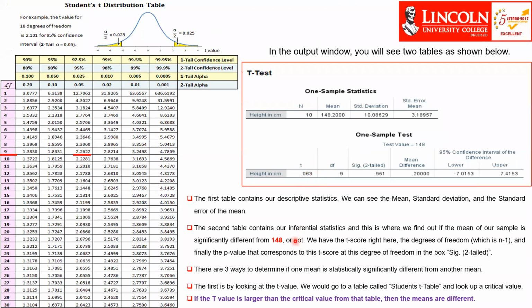If the t-value is larger than the critical value from the table, then the means are different. But in this case, the t-value is less than the critical value. So that shows you that the means are not different. Okay, but we have 3 ways. We have just confirmed with one way, so let's look at the second method.